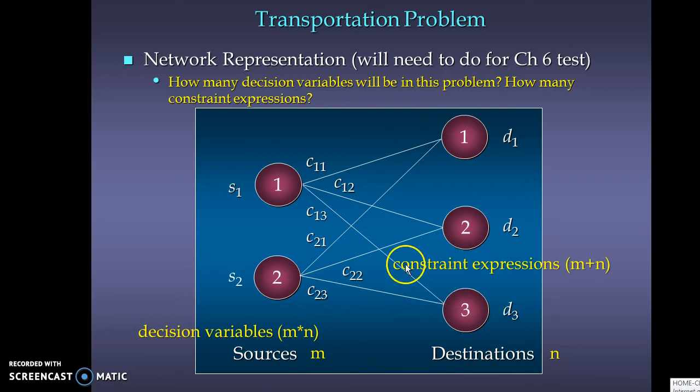Now, the number of constraint expressions we come up with here would be, as I just mentioned to you a minute ago in the previous slide, the number of sources plus the number of destinations. In this case, that would be m plus n.